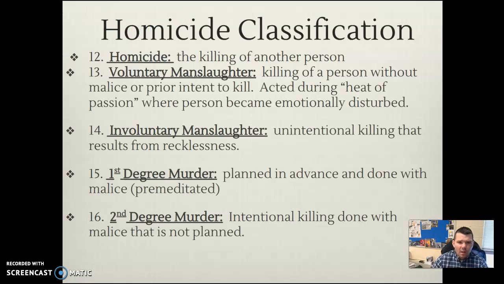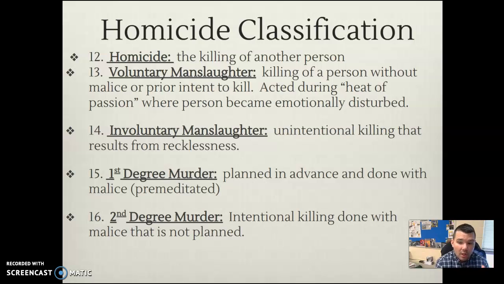All right, now we're going to go into the homicide classifications. Now, homicide is what that means. It's the killing of another person. Okay, now there's different classifications of that. So voluntary manslaughter is where it's a killing of a person without malice. So malice means ill intention, like you purposely intended to commit the crime with hate. So voluntary manslaughter is a killing of a person without malice.